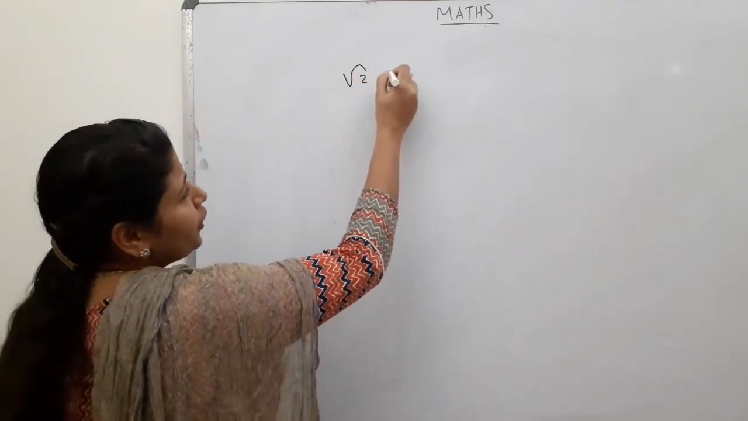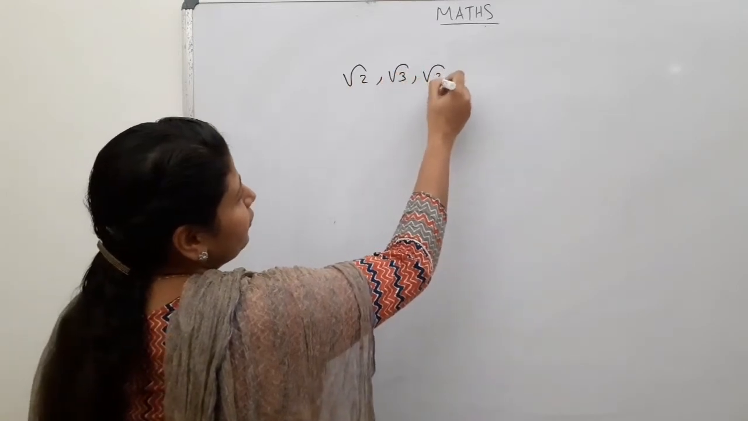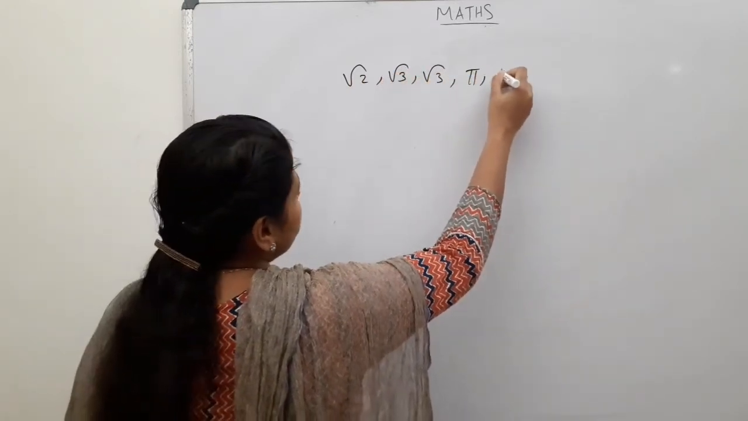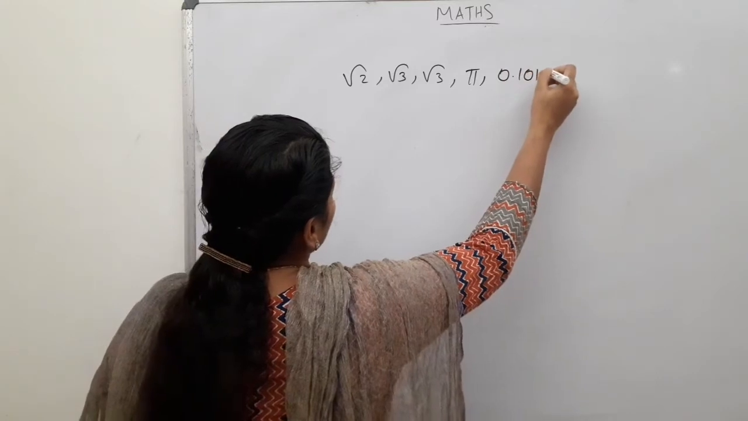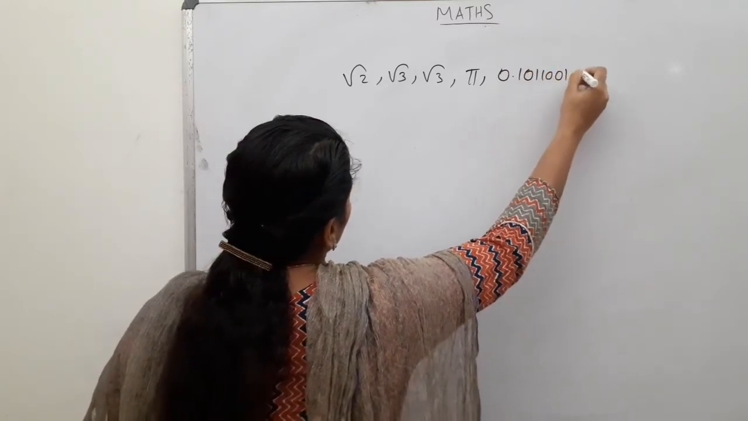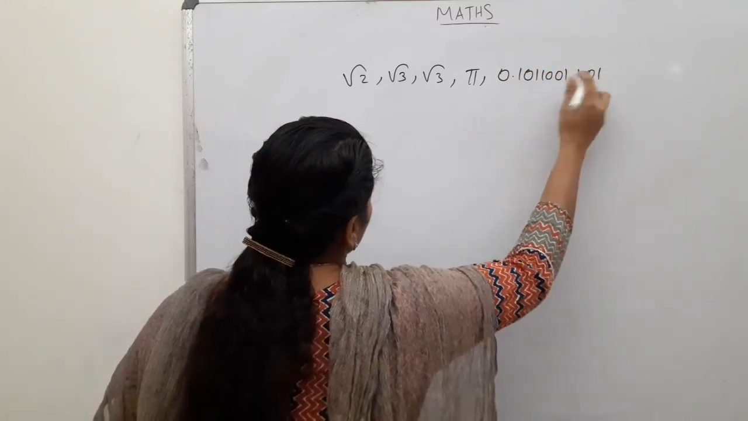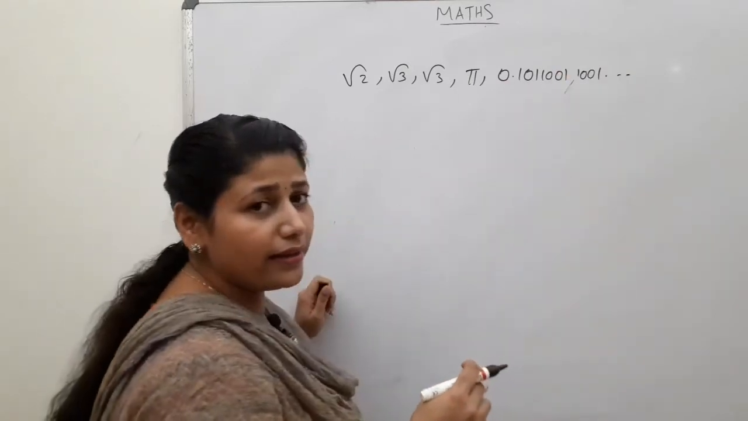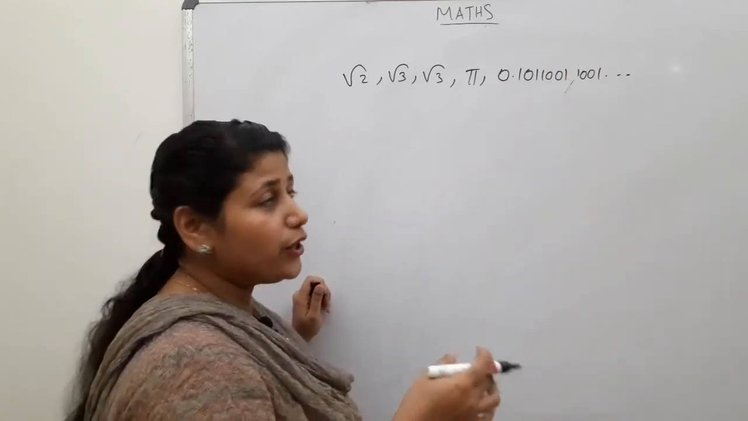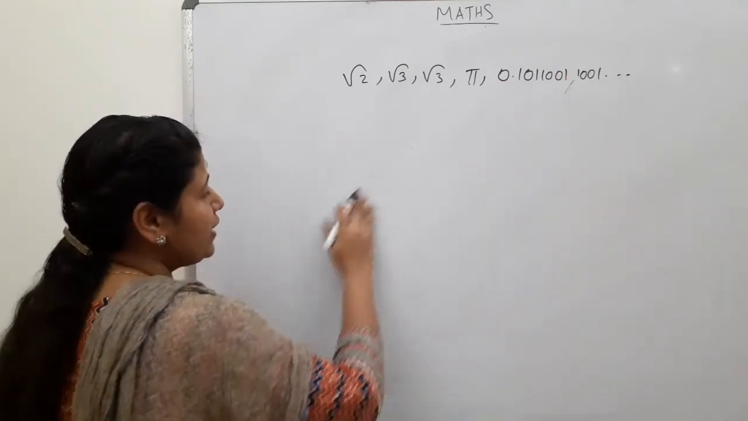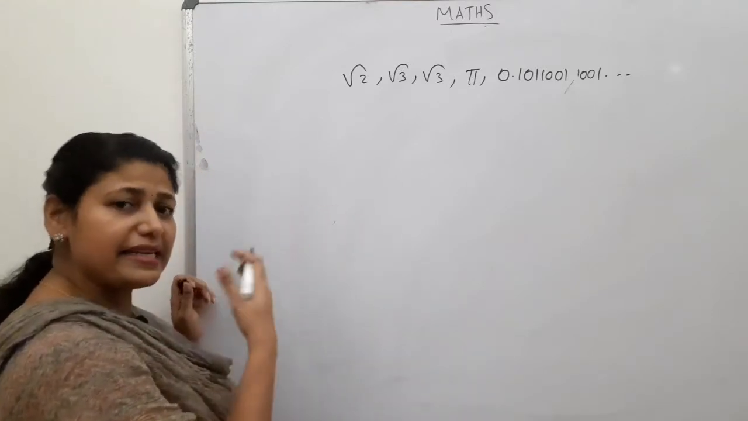Root 2, root 3, root 5, pi, 0.101001 1001, etc. Just like this. These all are irrational numbers. You have already studied this. I'll explain: what are rational numbers and irrational numbers?